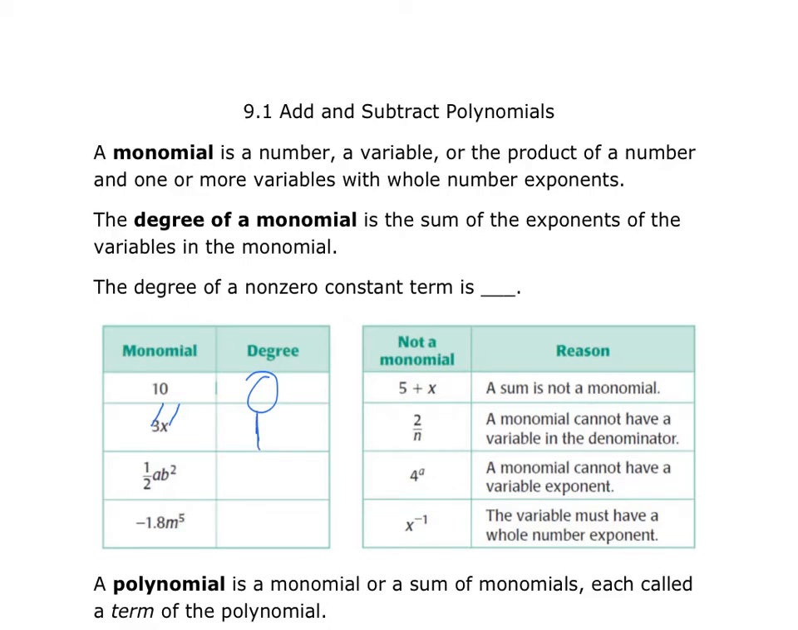Again, 1/2 is 0. A is going to be a power of 1. B is going to be a power of 2. So this all counts as one monomial term, and we add those up, 0 plus 1 plus 2, and this is going to give us a degree of 3.